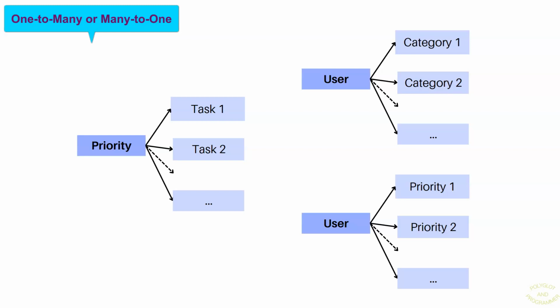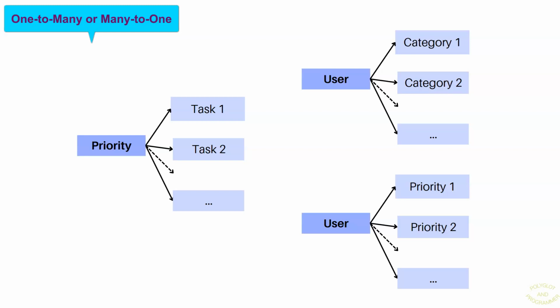Say we have a priority called high, so multiple tasks can have high priority. So the next one is a user can create or can have multiple categories. So multiple different categories belong to a single user. And also a user can have multiple different priorities, or we can say different priorities can belong to a single user.